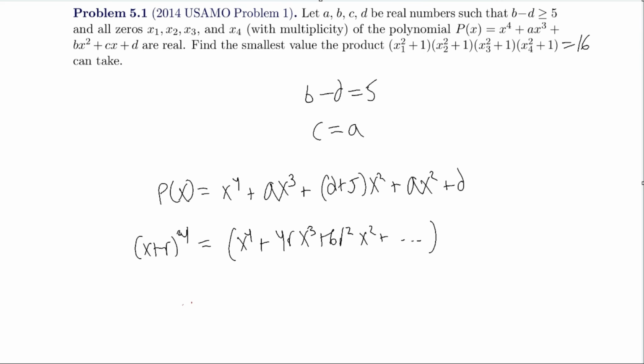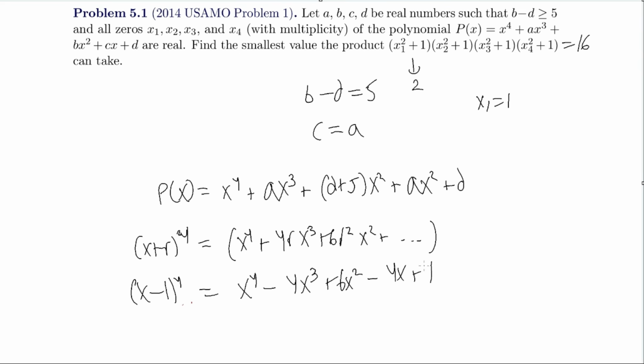16, then we'd want each of these to be 2, or x1 equals 1. So that means that x minus 1 to the 4th should do the trick. And indeed, we end up getting x to the 4th minus 4x cubed plus 6x squared minus 4x plus 1. And indeed, 6 minus 1 is equal to 5, and negative 4 is negative 4. And therefore, this ends up satisfying our condition, and therefore the minimum is actually equal to 16.